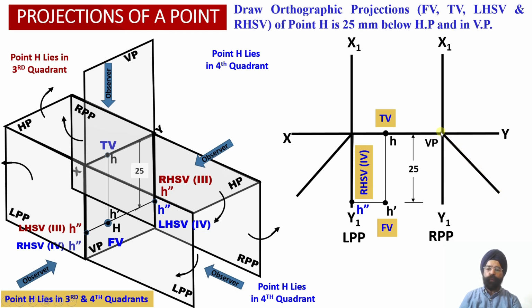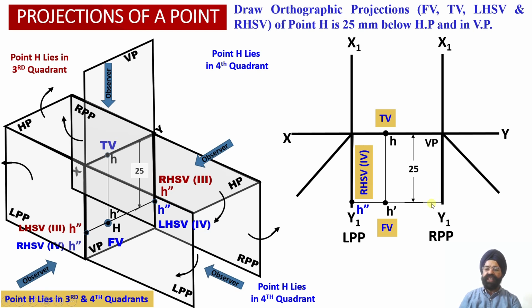Now from this point onto the transfer line, we are going to obtain a vertical projector line contained by the right profile plane over here. So now we have to draw a horizontal projector line from the point H dash and extend this horizontal projector line till it intersects with this vertical projector line.